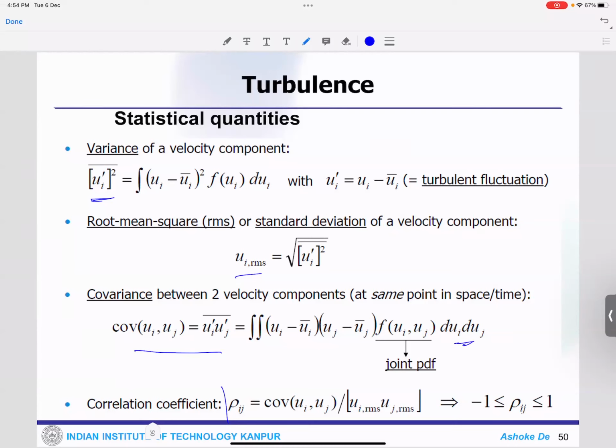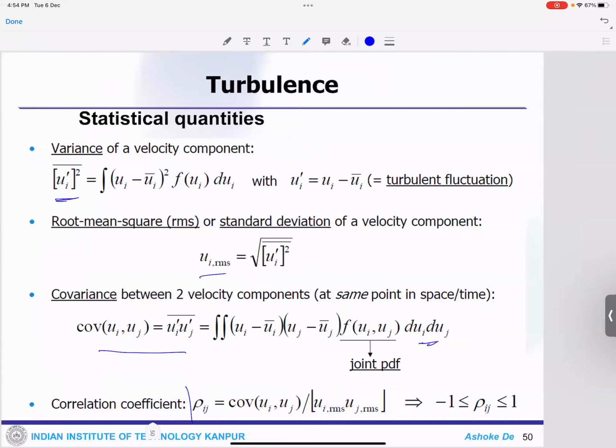Whenever someone is interested in characterizing a turbulent flow field, it is a good idea to try to get this kind of correlation, which gives you an idea of how nicely you can correlate these things.